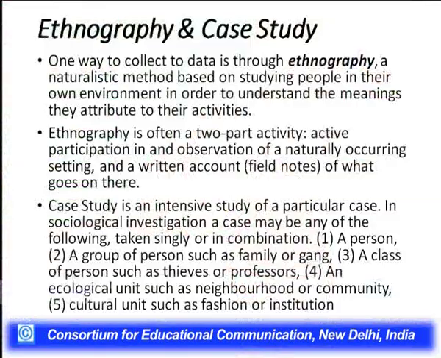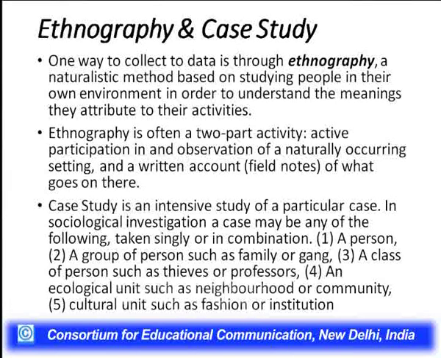So, we come to the techniques of research in qualitative research, and the first is ethnography and case study. Ethnography is a naturalistic method based on studying people in their own environment in order to understand the meaning they attribute to their activity. Ethnography is often a two-part activity: active participation in and observation of a naturally occurring setting, and then writing an account, that is the field note.